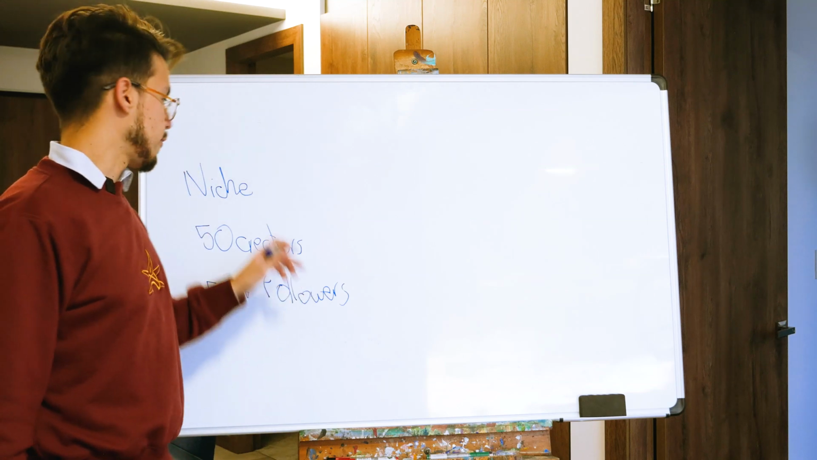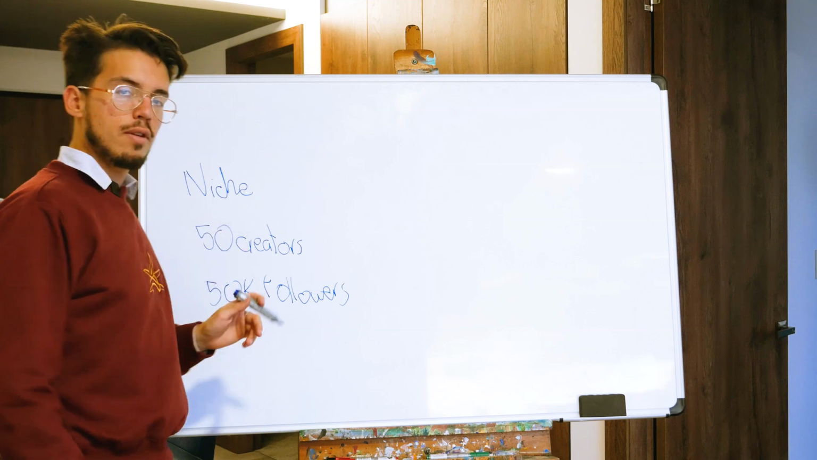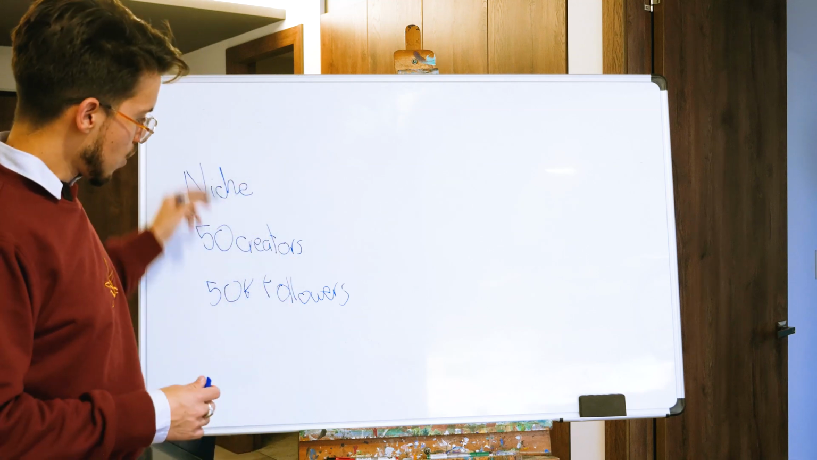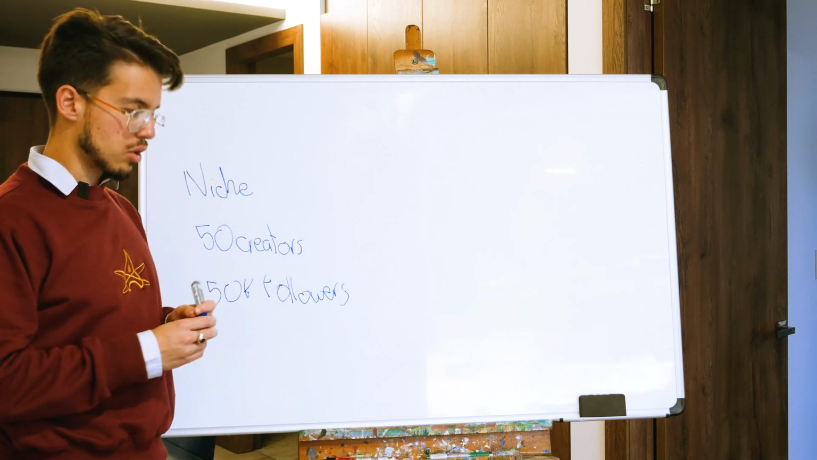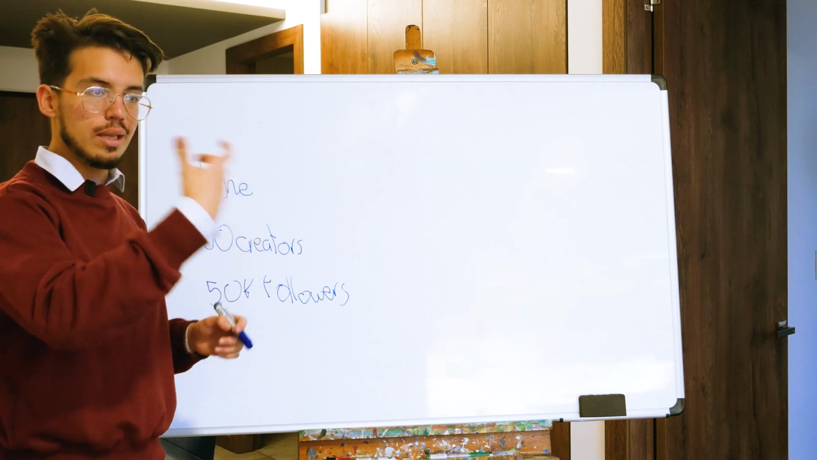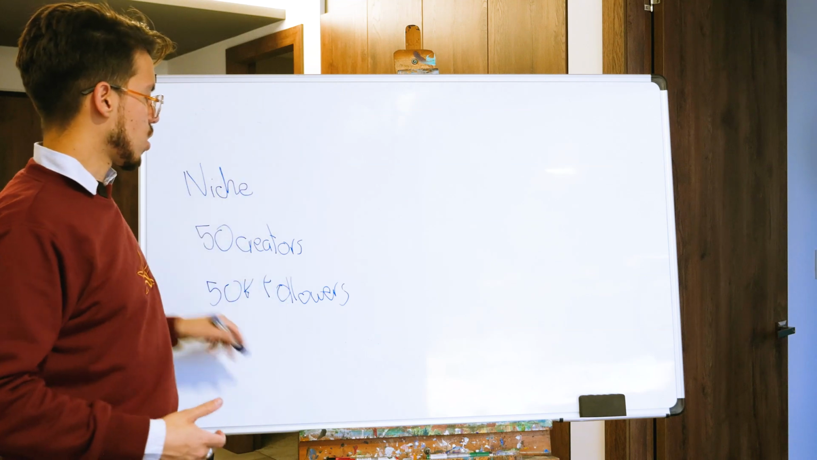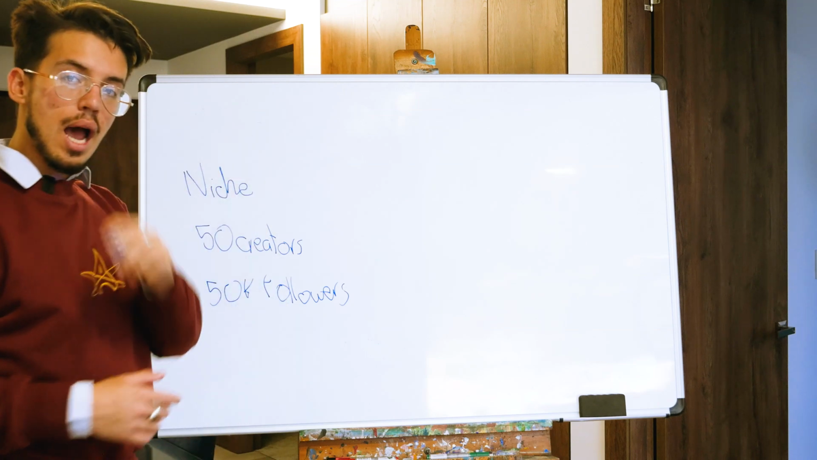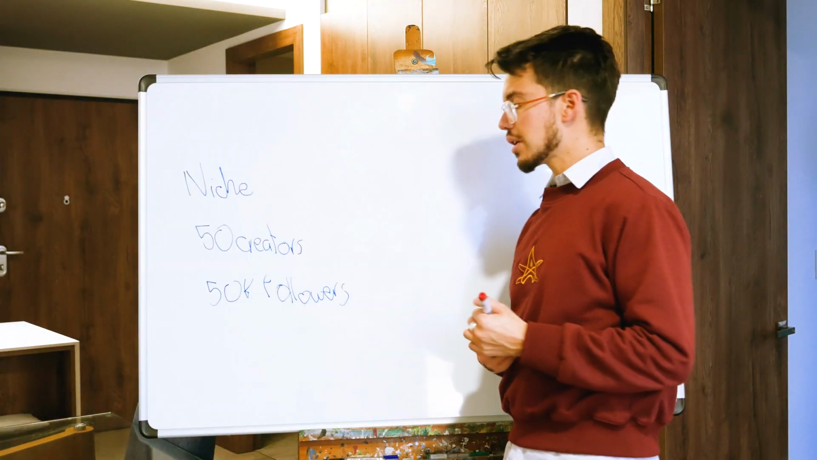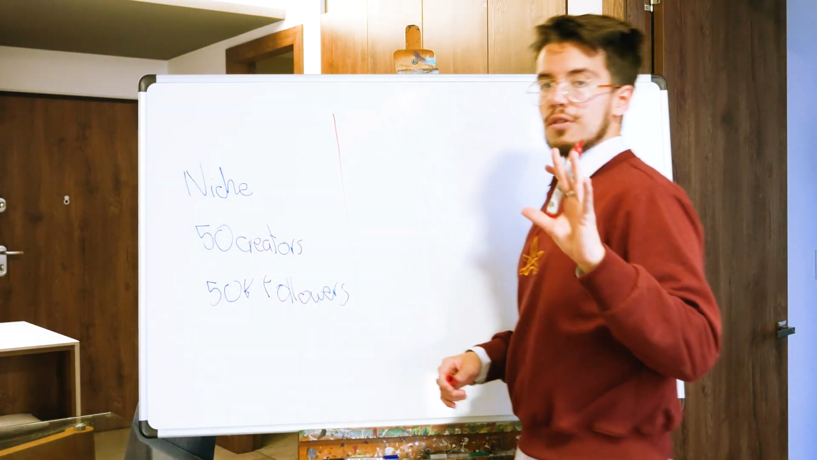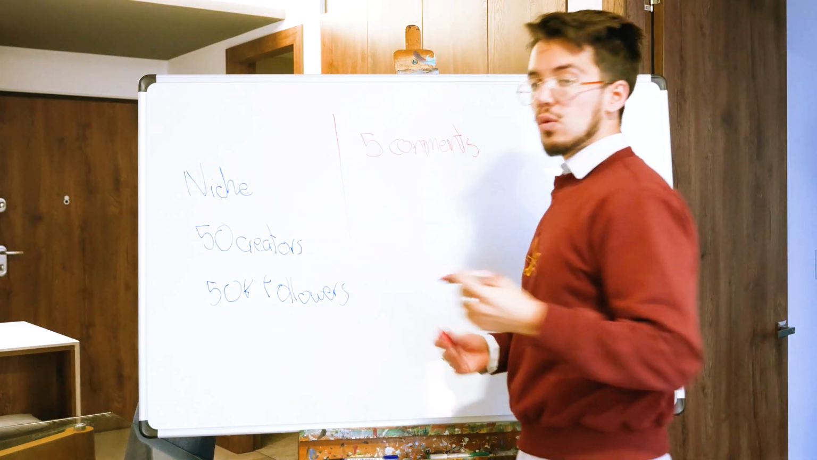So now that you have the niche, the 50 creators, and the 50 followers, you're going to build a list with this, and you're going to start sorting out from that list at the start and start creating a good community. And how are you going to do that? Every single day, you're going to do 5 comments. And why should you do 5?